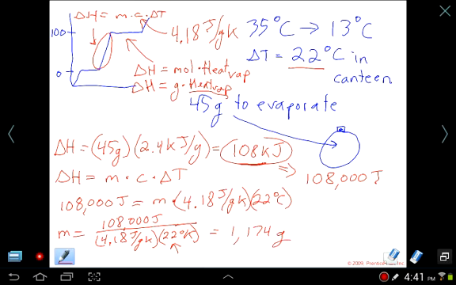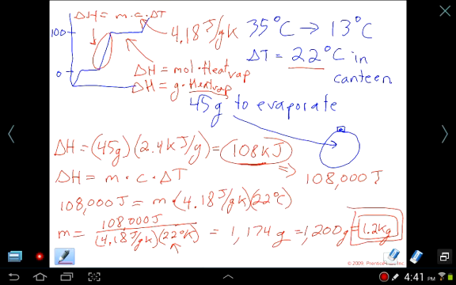So consulting significant figures, we had 2 sig figs to begin with, so we'll keep it at 2 sig figs, which gives us about 1,200 grams, or 1.2 kilograms. 1.2 kilograms is essentially about a liter and a quarter, which is easily carried by a canteen. At least a liter. Usually you carry a little more than a liter with you. And that solves this sort of problem. We've essentially used 2 portions, 2 equations from the heating curve to solve a problem like this.